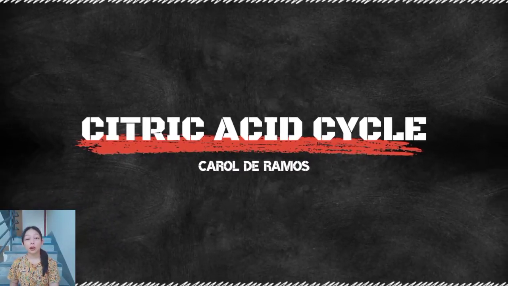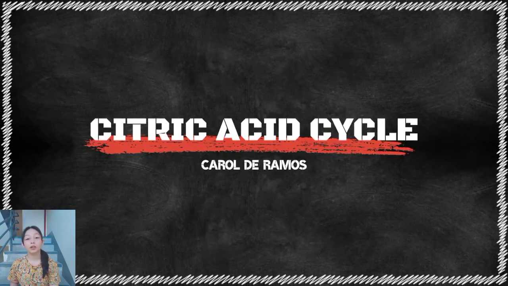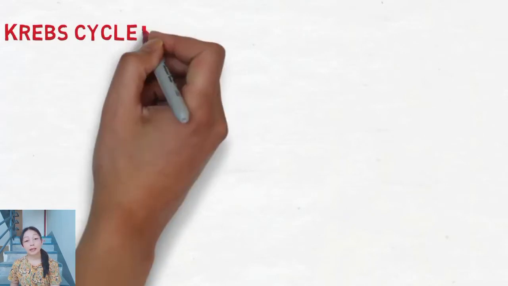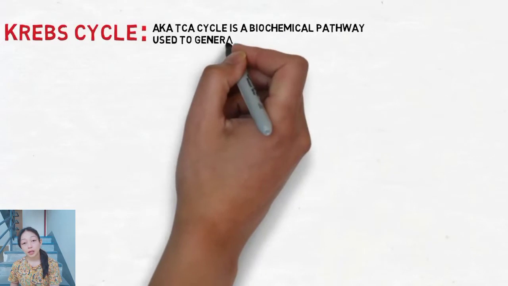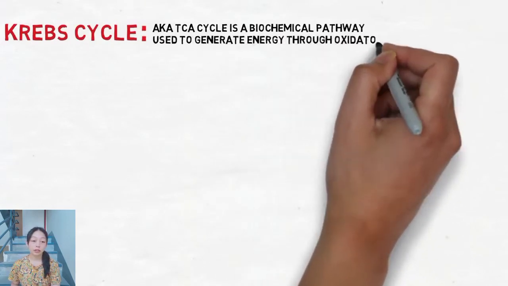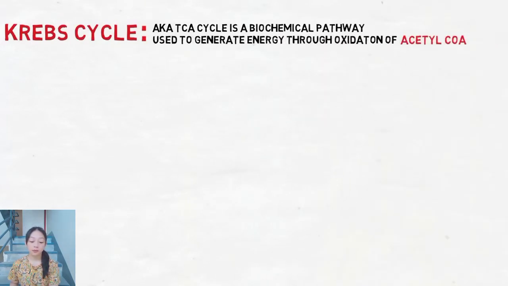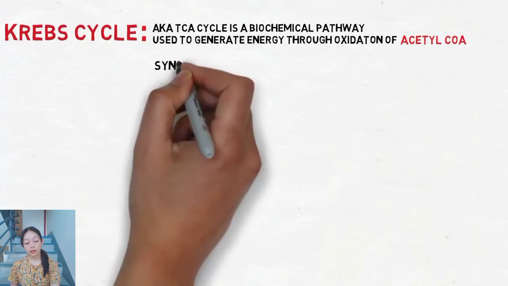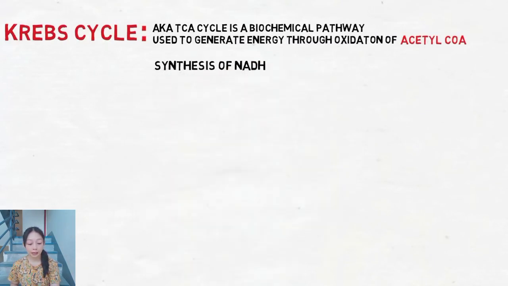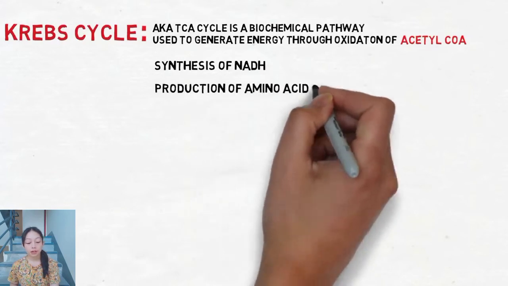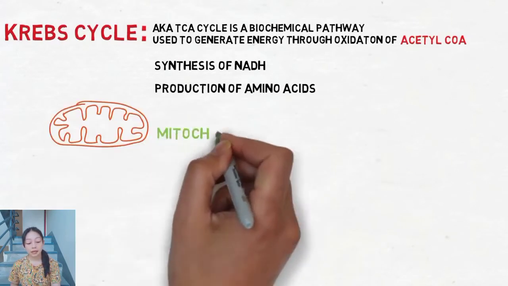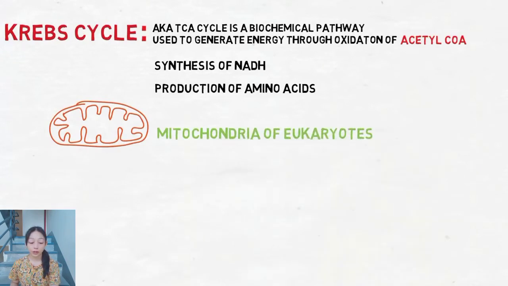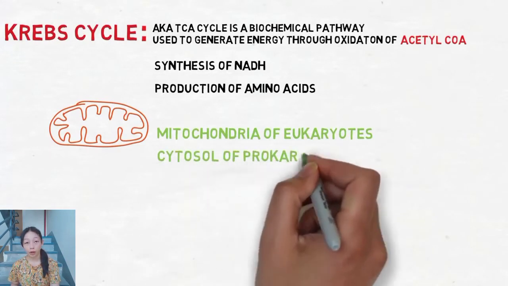So today we will be talking about the Krebs cycle, or what we call the citric acid cycle. So what is a Krebs cycle? The Krebs cycle is a biochemical pathway that is used to generate energy through the oxidation of acetyl-CoA. It is also used for the synthesis of NADH and for the production of amino acids. The Krebs cycle takes place in the mitochondria of eukaryotes and the cytosol of prokaryotes.